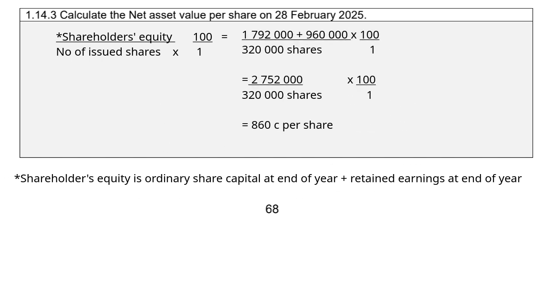So it's going to be 1,792,000 plus 960,000 divided by the number of issued shares, which is 320,000 shares, and we get this information from information 3, note number 1, and then we times it by 100 over 1 to get 860 cents per share.